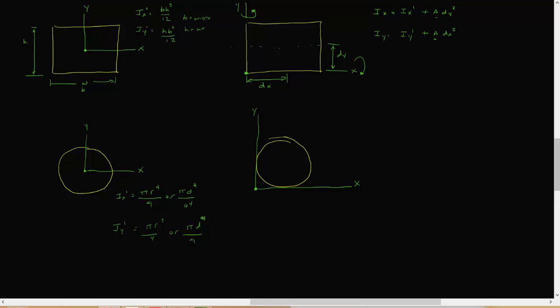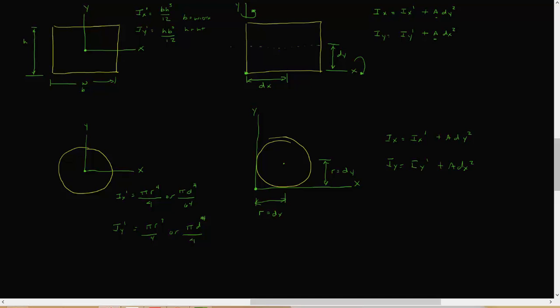Now for the circle, it would be the exact same thing. It would just be Ix is equal to Ix prime, which we note here, plus A dy squared. My Iy is Iy prime plus A dx squared. And just note, again, this would just be the radius, right? Or we could call this radius, or we could call this dy. For a circle, it's really easy, right? This r is also my distance in x. So it's not a derivative or anything, it's just distance x.